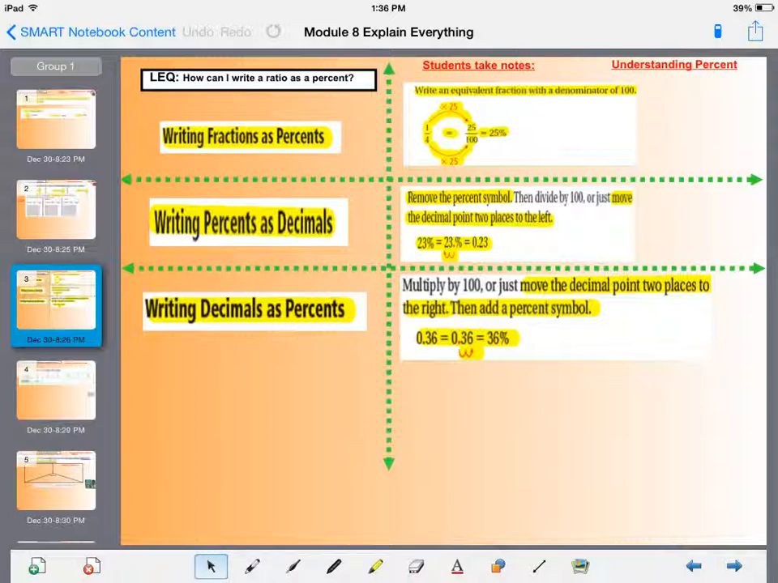And lastly, when we're writing decimals as percents, we just move the decimal point 2 places to the right because we're getting bigger, and then we add the percent symbol. And the reason that we move 2 places is because we base percents out of 100, and 100 has 2 zeros.